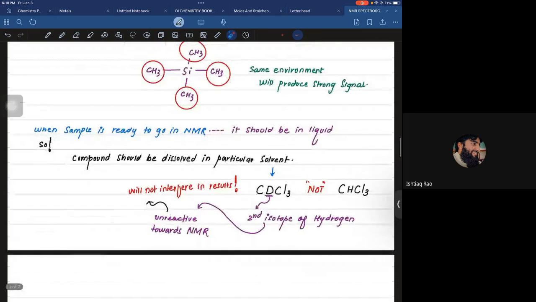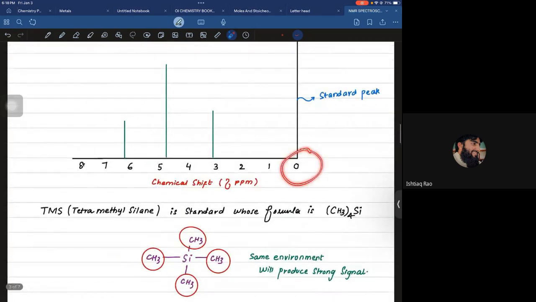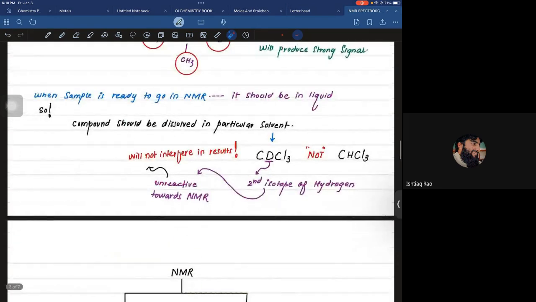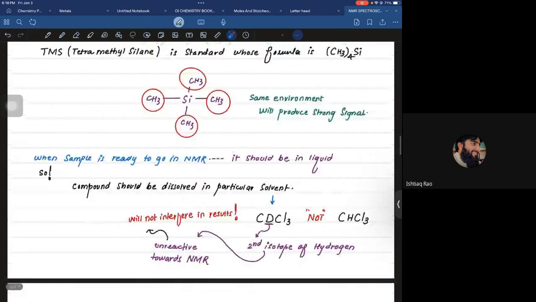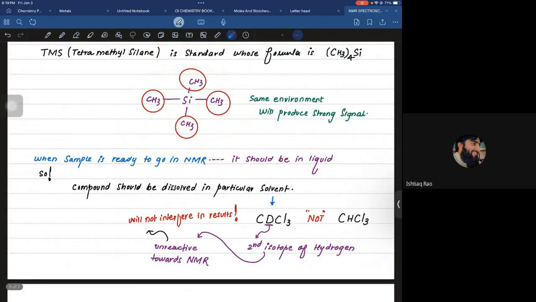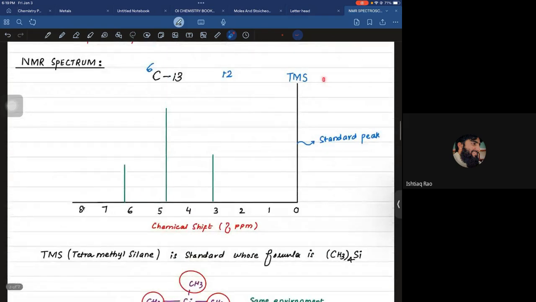Its standard peak, that is the TMS peak. TMS is a standard, just like carbon 12. We would be measuring all the peaks as compared to this, and this peak would be at zero. It has 12 protons having the same environment, so it would be giving you a strong signal just like that.